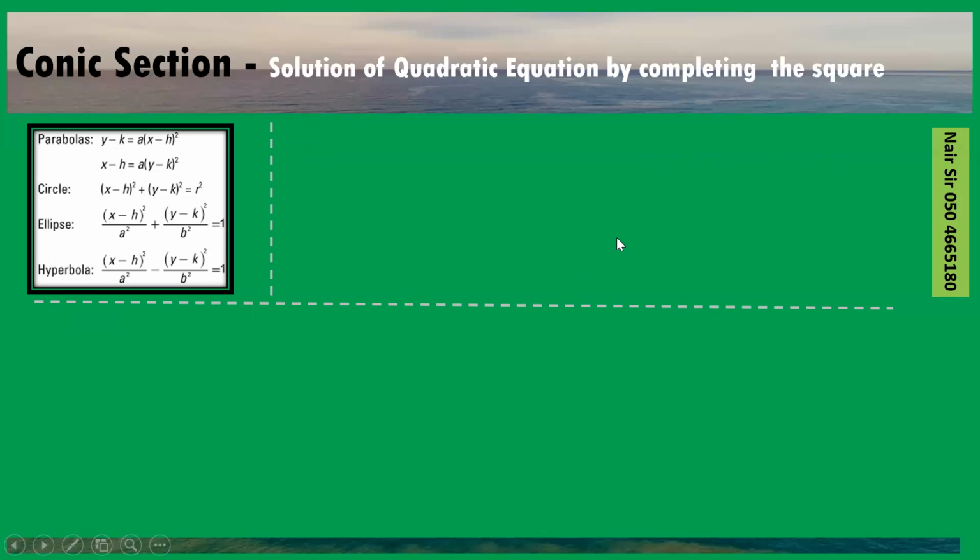और अगर ये एक बार तुमको आ गया, I can assure you that 50% of your conic section problems you will be able to solve very easily. A bit of practice is required. Step 1. Take the constant to the right hand side. If I have got a quadratic equation, the first thing is I will be taking the constant to the right hand side.